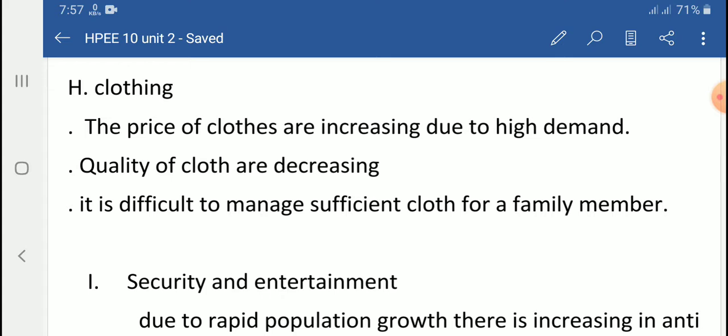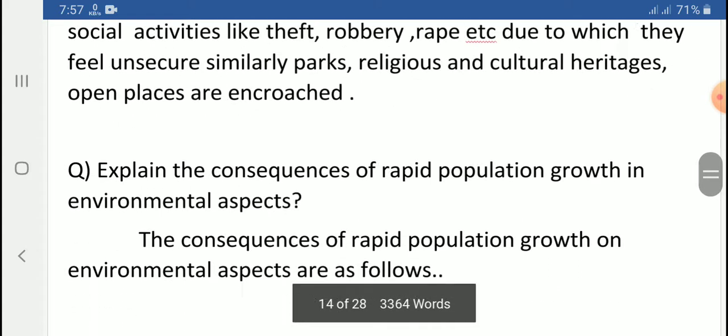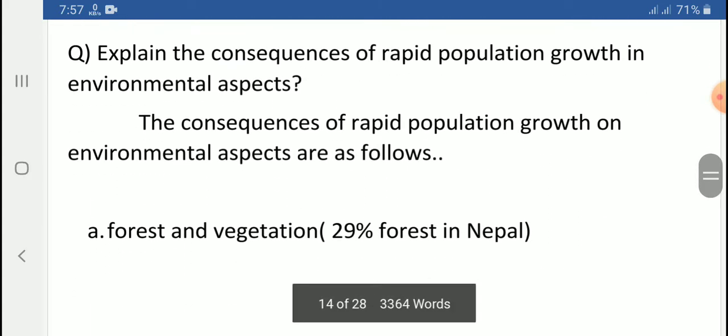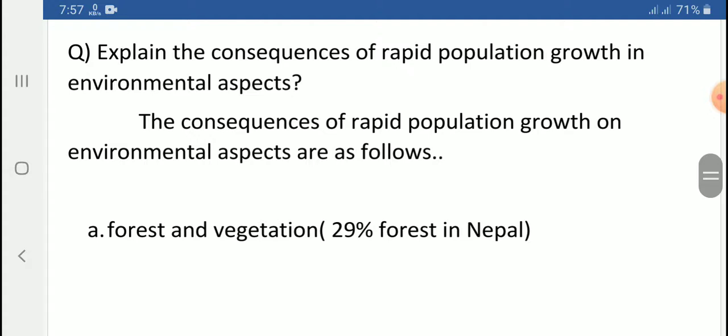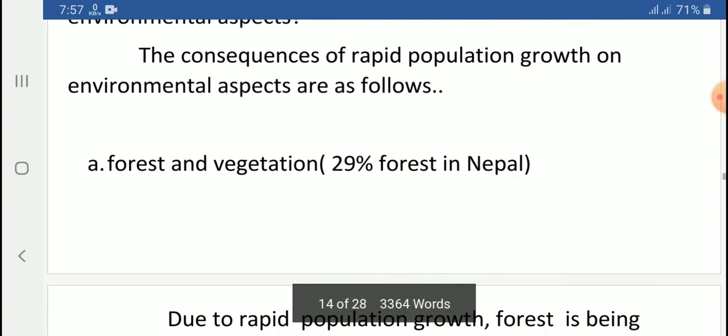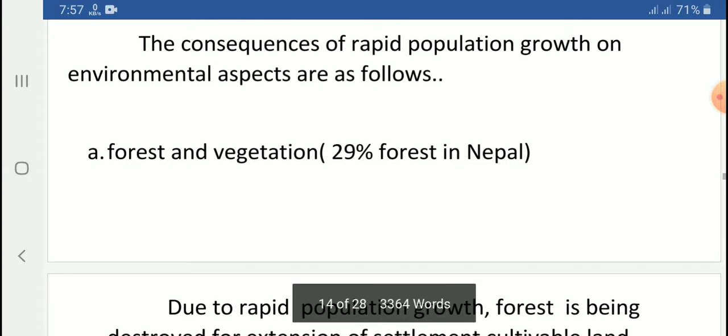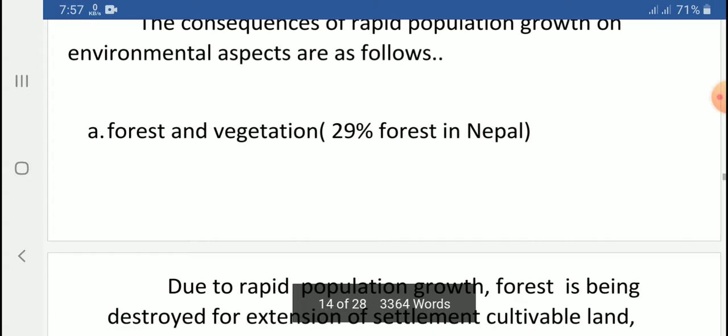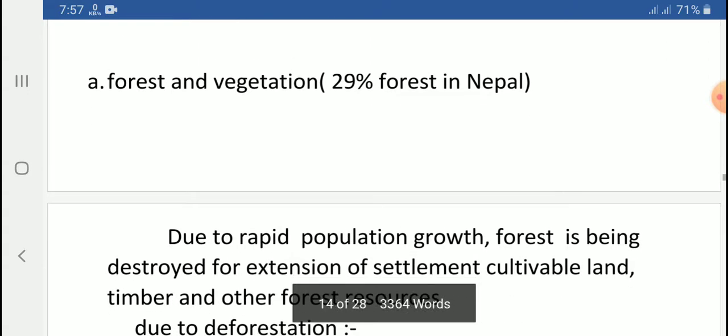So you prepare accordingly. All right, so we'll be discussing the consequences of rapid population growth on environmental aspect. So environment means what, what are the environmental aspects, you must be clear on that at first. So at first, forest and vegetation. How has rapid population growth affected forest and vegetation? So let us discuss that.